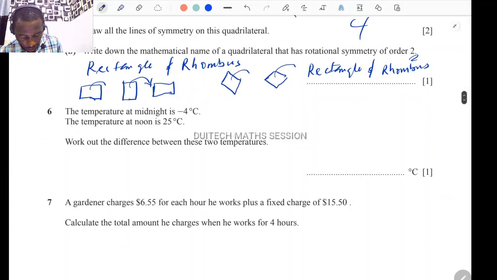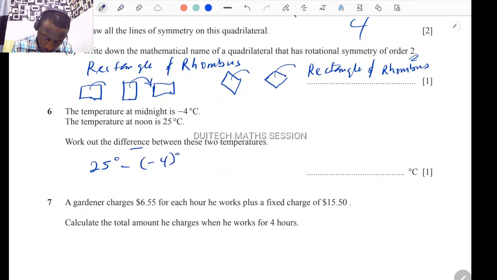The temperature at midnight is -4 degrees. The temperature at noon is 25 degrees. So the question is, work out the difference. So the word difference means subtract them. So we're going to say 25 degrees minus, in bracket, -4 degrees. So when we do that, we have 25 plus 4, and that will give us what? 29. We have 29.